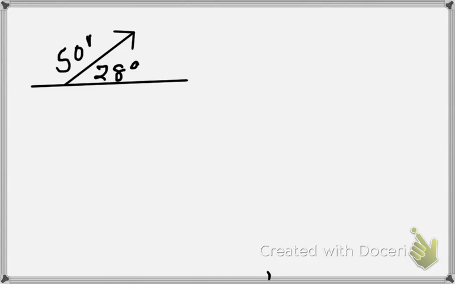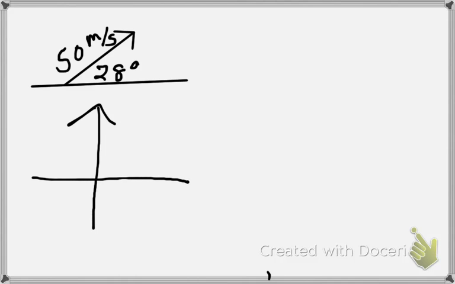So I have the ground, it's horizontal. The projectile is fired at 28 degrees above the horizontal, and its initial velocity will be 50 meters per second. Now looking at this, remember, whenever you fire a projectile, its launching point is the origin of an XY coordinate system. So I have that initial velocity that it is fired with.